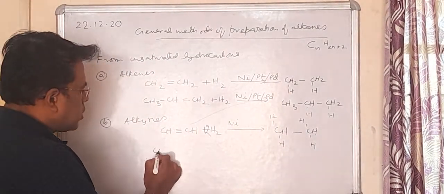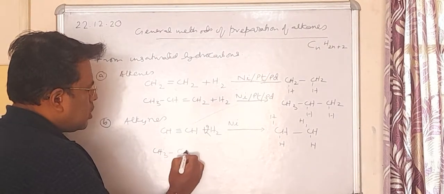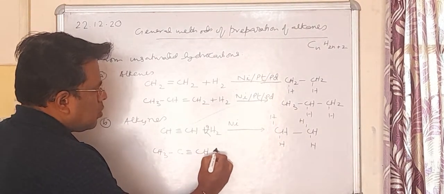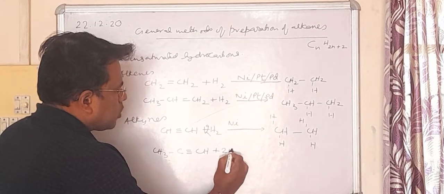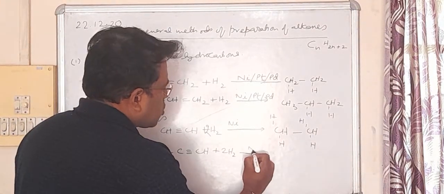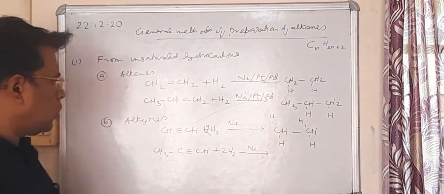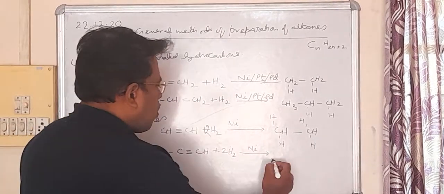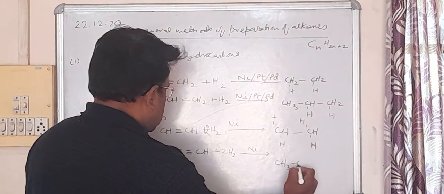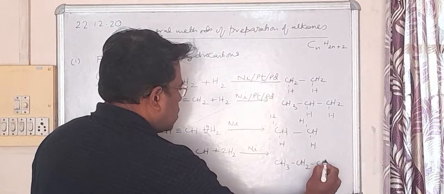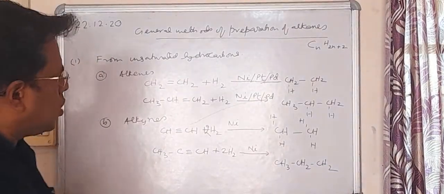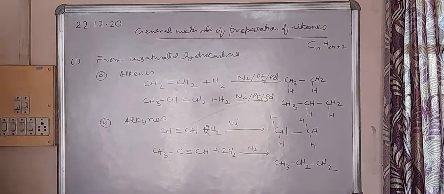Say another case, CH3, C triple bond CH plus 2H2 in presence of nickel. So we get CH3, CH2, or product. So this is first way of preparation of alkane.